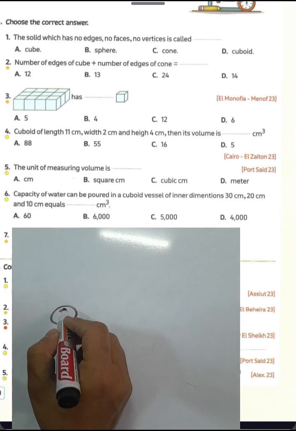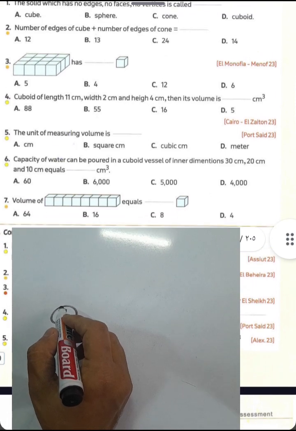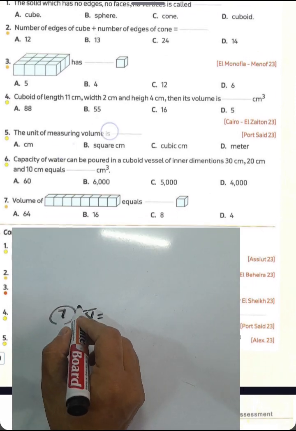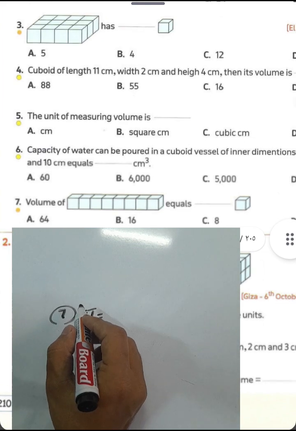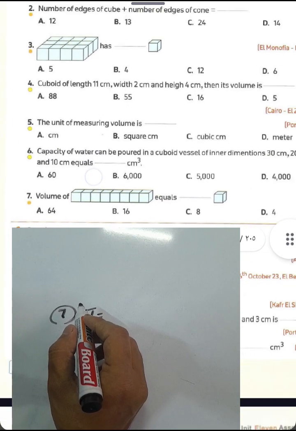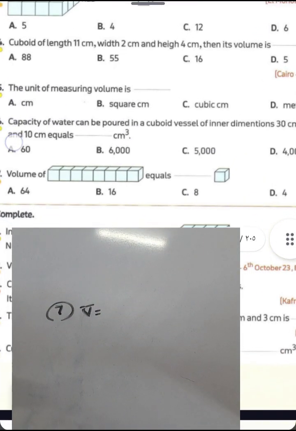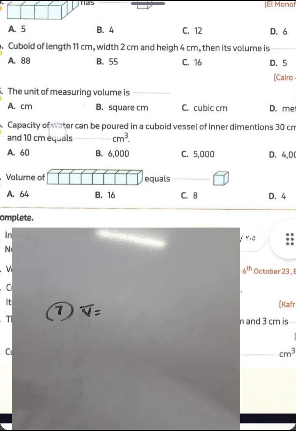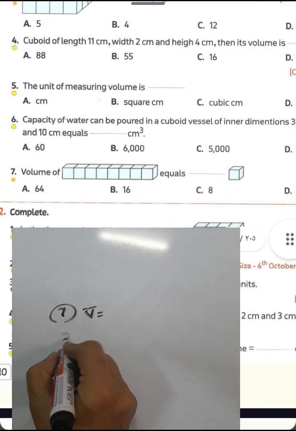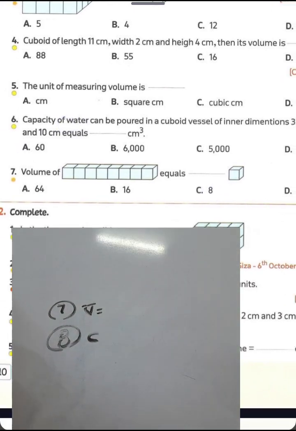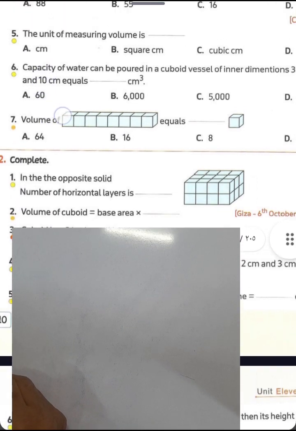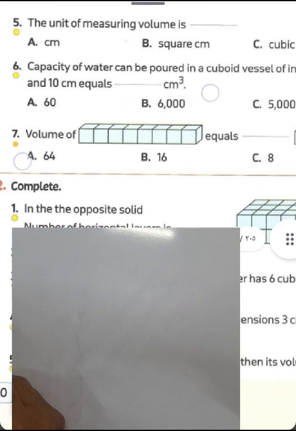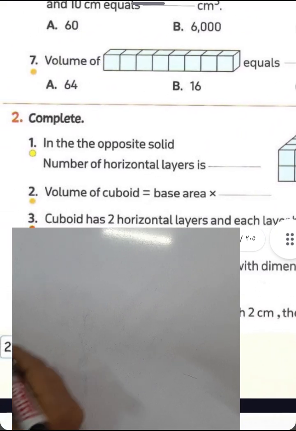Question number 7. The volume equals how many cubes this cuboid contains. You can count with me here: 1, 2, 3, 4, 5, 6, 7, 8. Letter C. Choose letter C for question 7.